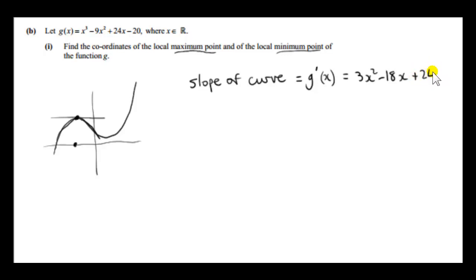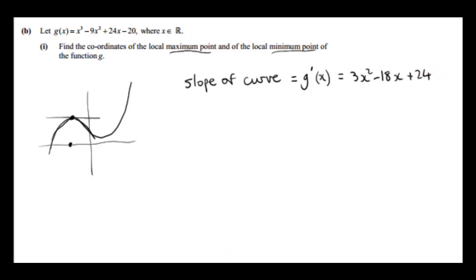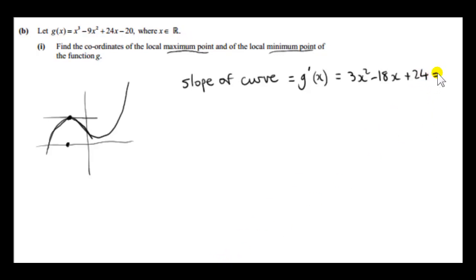So we want the slope of the curve to equal 0. So we want to put this equal to 0. Then we have to work backwards to find out what this value of x is, for which the slope of the curve is 0, for which the tangent is a horizontal line. We will find that there are actually 2 values of x, of course, because there are 2 turning points.